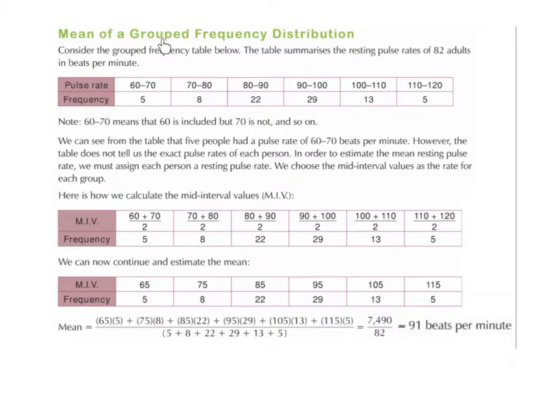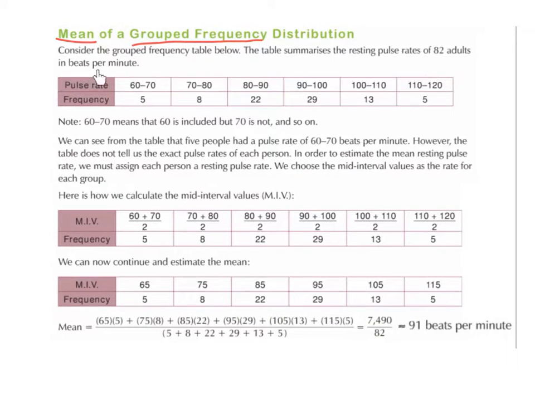Mean of a grouped frequency distribution. Consider the grouped frequency table below. The table summarizes the resting pulse rates of 82 adults in beats per minute.